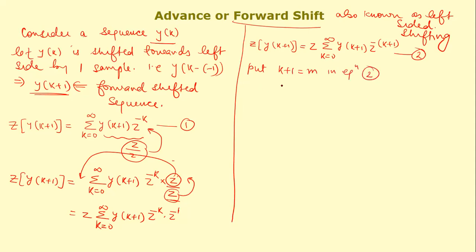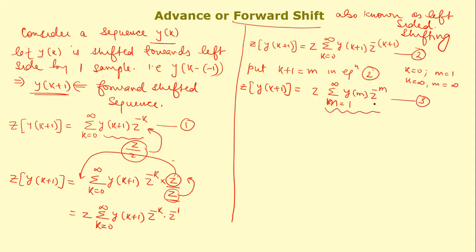Now if we do so, we will have z transform of y k plus 1 as z summation k. Now here the limit will change on the summation. Now if k is equal to 0, m is equal to 1. If k is equal to infinite, m is also infinite, right? So we'll take m here. M is from 1 to infinity. So it will be y m z raised to the power minus m. Now this is equation number 3, for example.